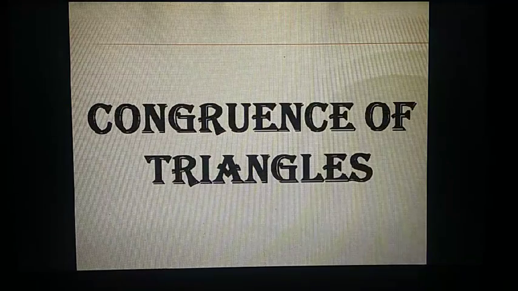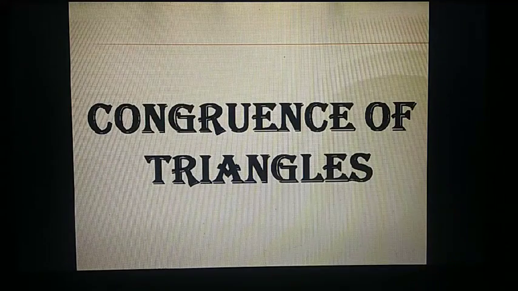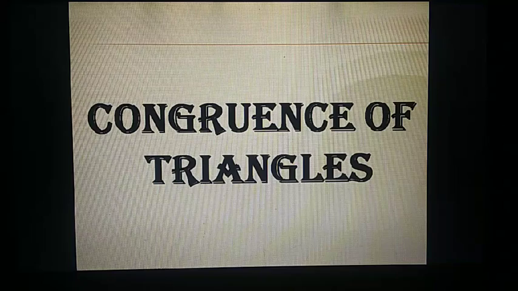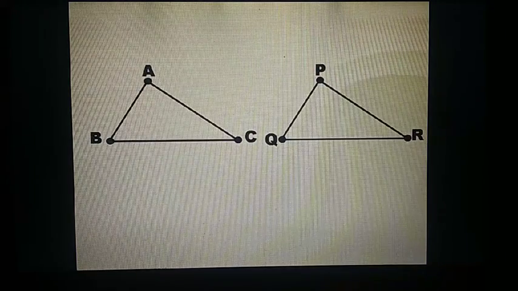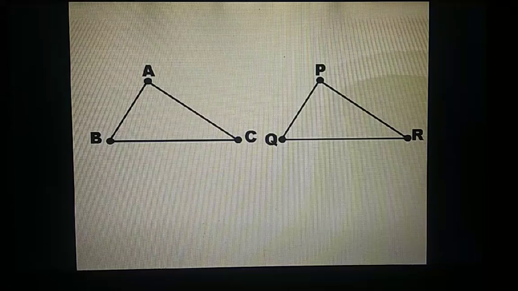Moving to the next condition, it's the condition of congruence of triangles. Now, as we did in the case of line segments and angles, by using the method of superposition, we found that one is an exact copy of the other. Similarly, we have two triangles here, ABC and PQR.